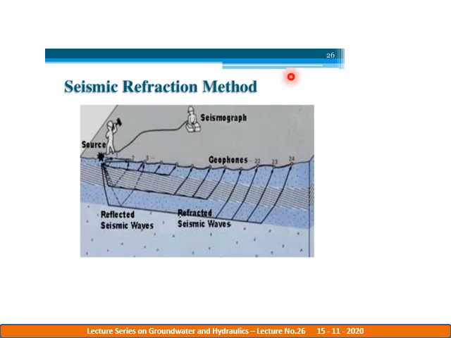Okay, in this diagram you can see the seismograph will be kept here. Then from the seismograph, wire will be brought to the source. Then one geophone can be kept here. Then the reflection may be observed. These are the geophones which we have kept here, 24 geophones at different locations. These are the reflected seismic waves and these are the refracted seismic waves.